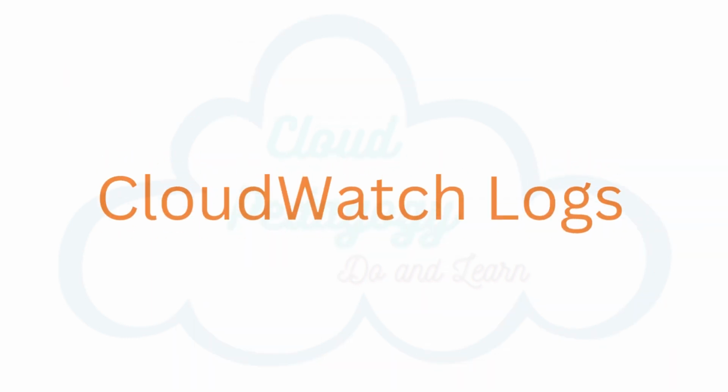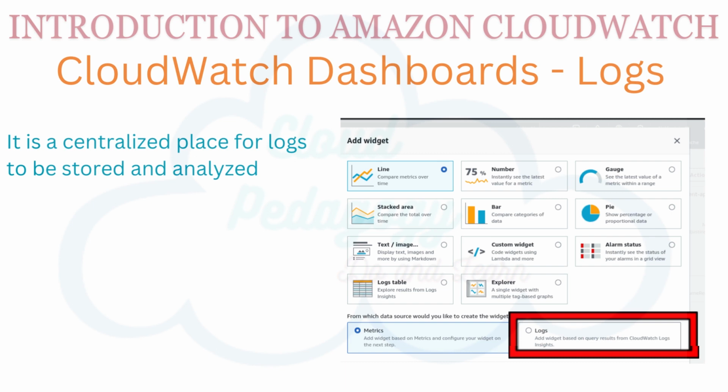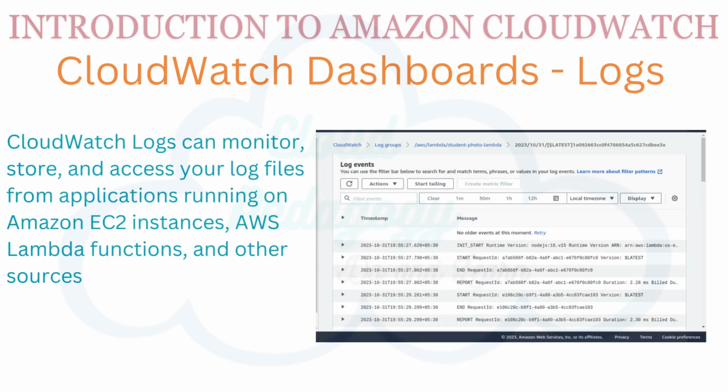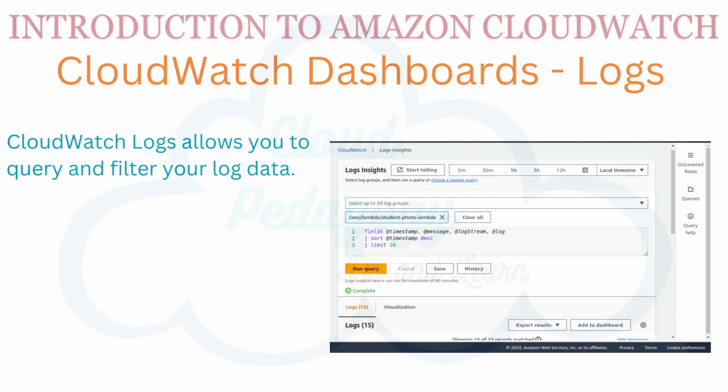Next, we'll get to know CloudWatch Logs. CloudWatch can also be the centralized place for logs to be stored and analyzed. For this, we will use CloudWatch Logs. CloudWatch Logs can monitor, store, and access your log files from applications running on Amazon EC2 instances, AWS Lambda functions, and other sources as well. CloudWatch Logs allows you to query and filter your log data.